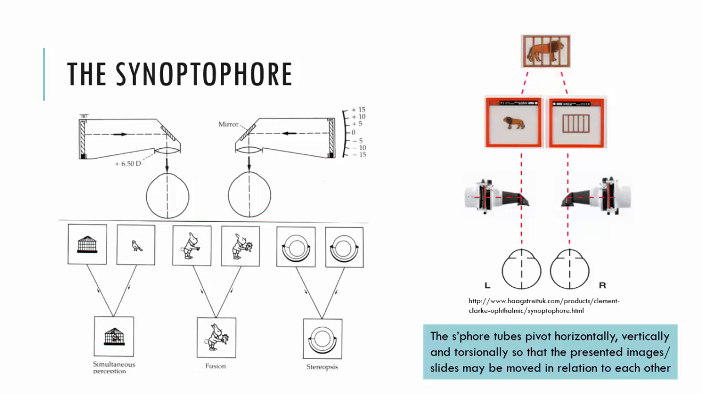But the pairs of slides we have differ depending on which grade of binocular single vision we're assessing. And this image here shows us this. So we've got the Synoptophore here, and we have a different type of slide for simultaneous perception, different pair of slides for fusion, and different pairs of slides for stereopsis. I'll talk about these more in one of the subsequent videos.